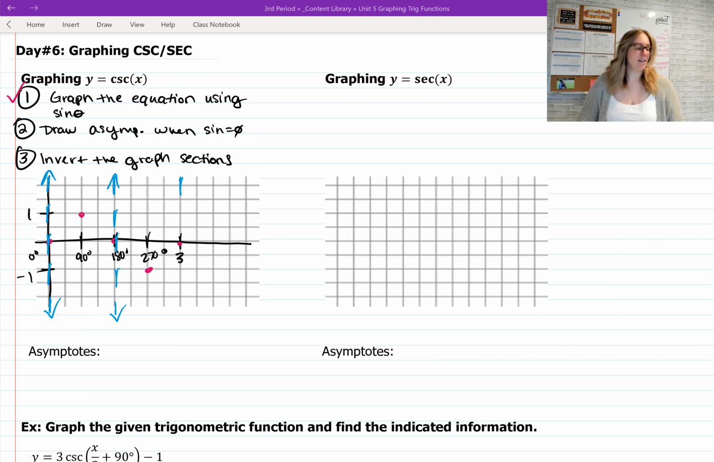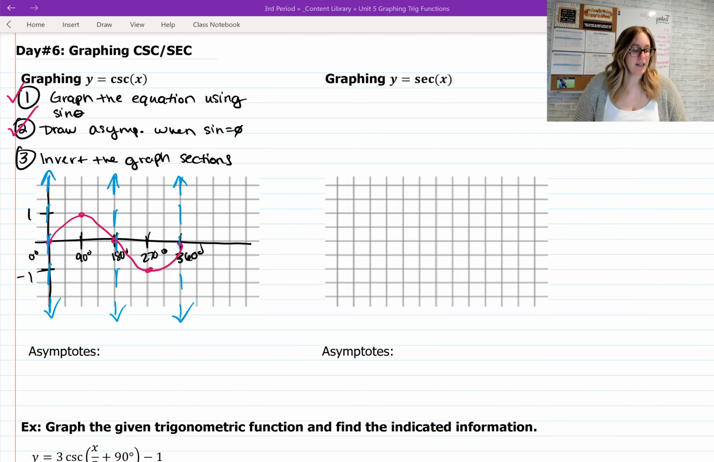All right, so next we have, oh, I got rid of my graph because I had to erase it. There we go. There's our sine graph. I don't know why I forgot 270. Bad job on me. All right, so everywhere we cross 0, we draw in an asymptote.